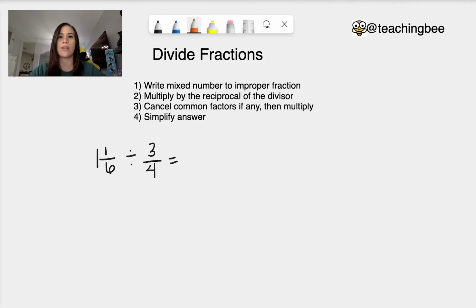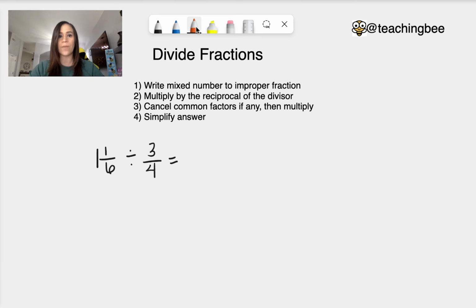So today we are going to be dividing fractions, and in this particular case we are going to be dividing a mixed number by a fraction and take you through all the steps from there. So we have the problem 1 1/6 divided by 3/4.